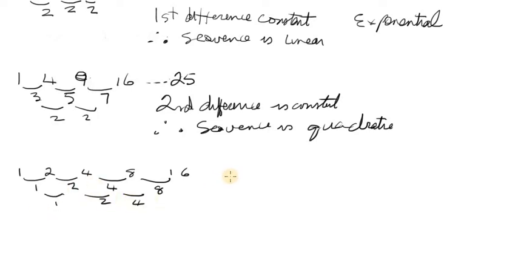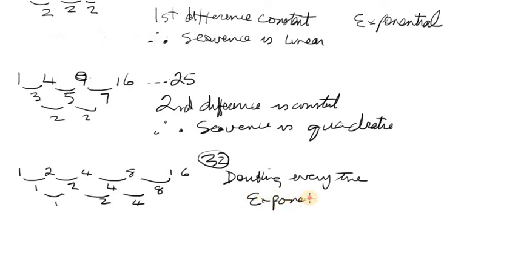This is an example of an exponential. It's doubling every time. So what's the next number, by the way? Well, 1 to 2 to 4 to 8 to 16 to 32 would be the next number. Okay, so this is doubling every time. It's called an exponential sequence. So there are 3 different types.